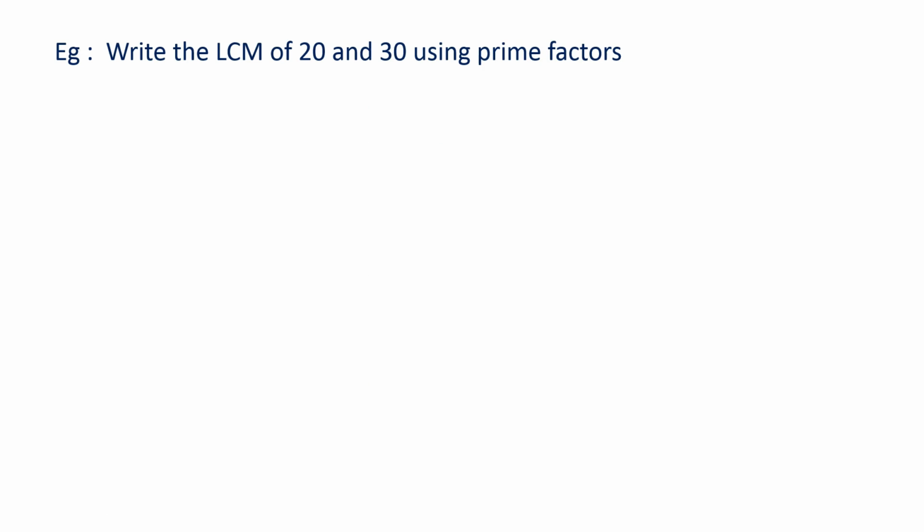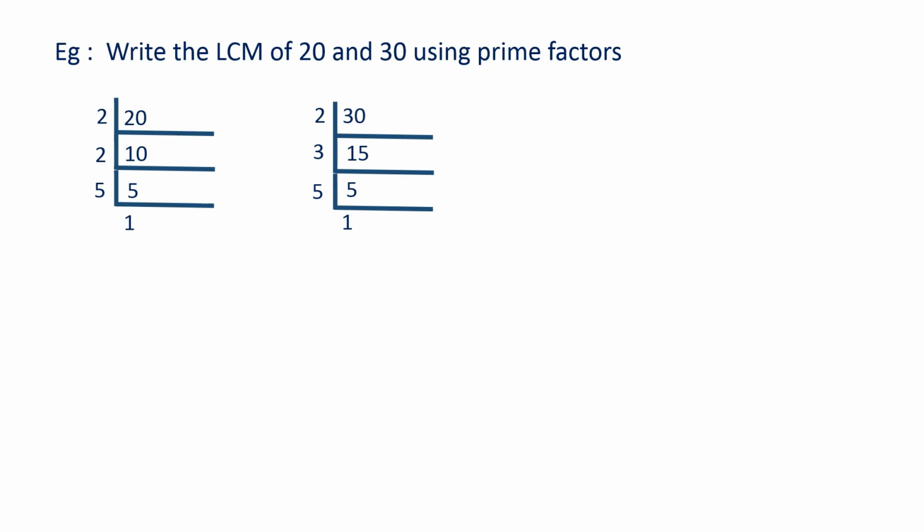We are going to find the LCM of 20 and 30 using prime factors. Just like the previous example, the first step is to find the prime factors of these two numbers separately. The prime factors of 20 are 2 into 2 into 5, and that of 30 is 2 into 3 into 5. So we write this as a product of prime factors and then as a power of products.